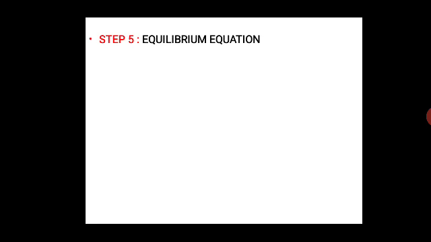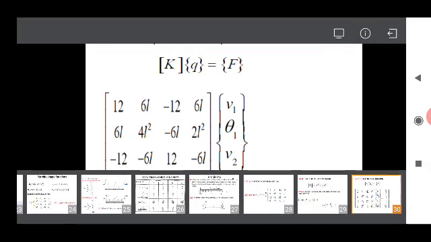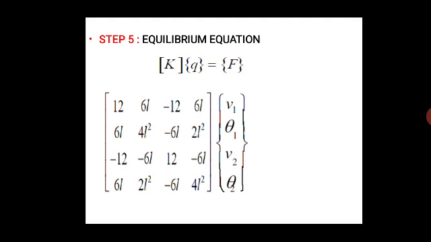Step 5, that is the equilibrium equation. The equilibrium equation we can write as KQ is equal to F, where K is the global stiffness matrix, Q is the global displacement vector and F is the global force vector. Here K is the global stiffness matrix we have already taken, and Q is the global displacement vector V1, theta 1, V2, theta 2. Similarly the force vector we can take as F, which is equal to P naught L by 2, minus P naught L square by 12, P naught L by 2, and P naught L square by 12.